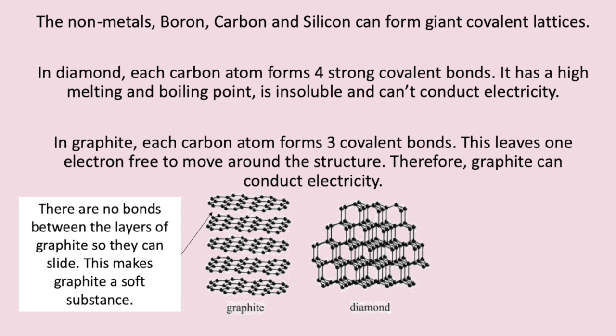The second we need to be aware of is graphite. Graphite is made from carbon, and each carbon atom forms 3 covalent bonds. This means that there is a spare delocalized electron, which allows graphite to conduct electricity.